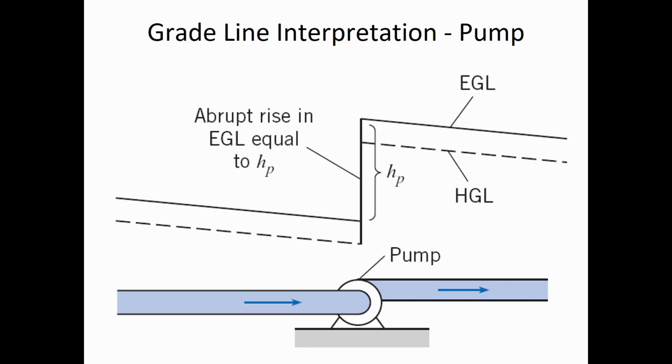Because it's adding pressure, the water is flowing at a higher velocity than it would have flowed if that pump wasn't there. People sometimes get confused and think that pumps add energy by increasing the velocity of the water, and they don't. Pumps add pressure.